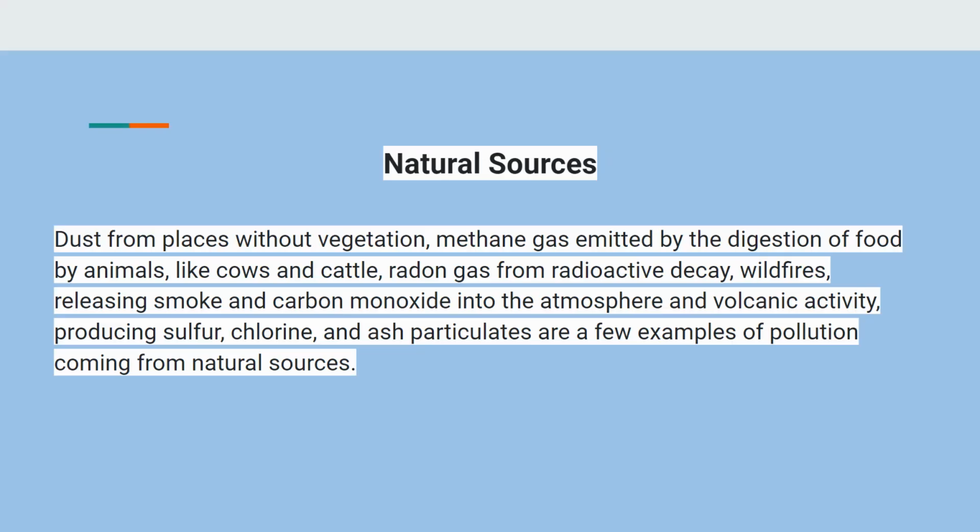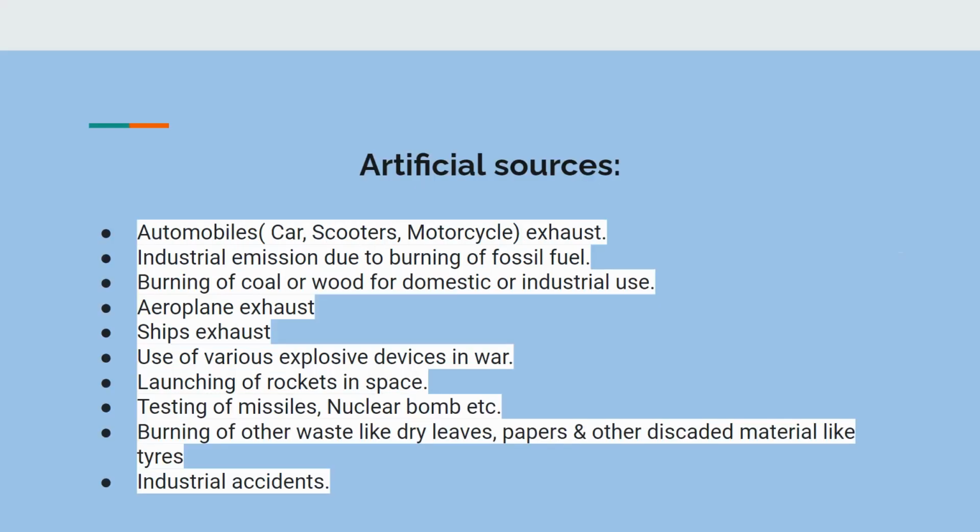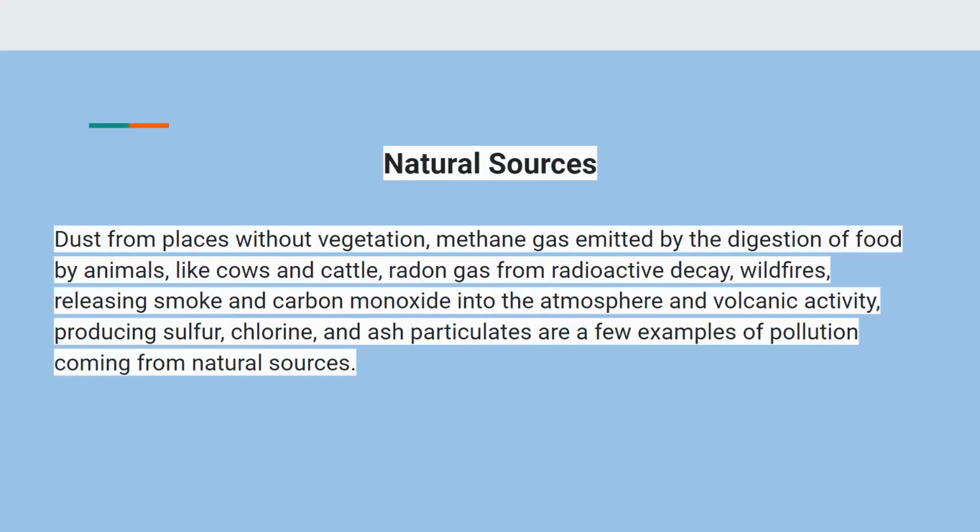There are two types of sources, that is natural sources and artificial sources. I'll just explain in brief. Natural sources include carbon monoxide from radioactive decay, wildfires releasing smoke and carbon monoxide into the atmosphere, and volcanic activity producing sulfur, chlorine, and ash particulates. These are a few examples of pollution coming from natural sources.